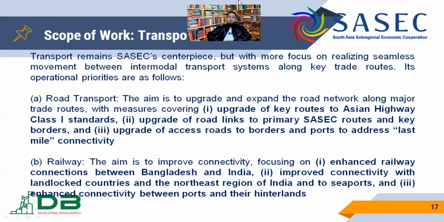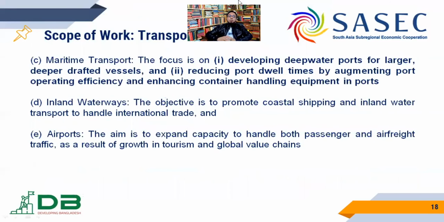Number 2 is railway connectivity. As you know, railway transportation is more efficient and economical. Therefore, enhance railway connections between Bangladesh and India, improve connectivity with landlocked countries, that is Nepal and Bhutan, and also enhance connectivity between ports and their hinterlands. So railway connectivity is the second one.